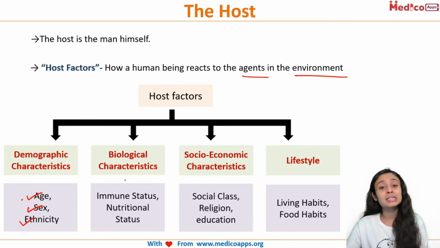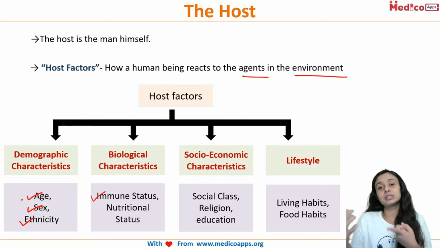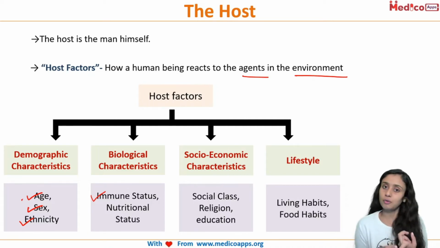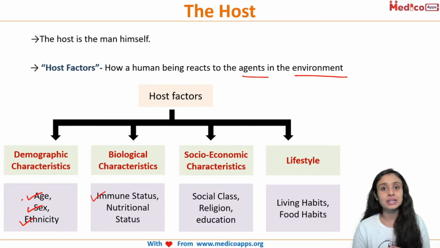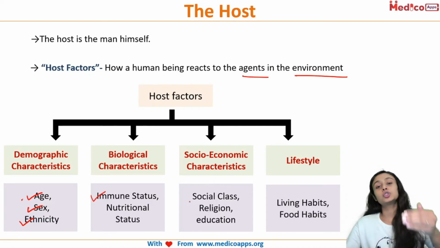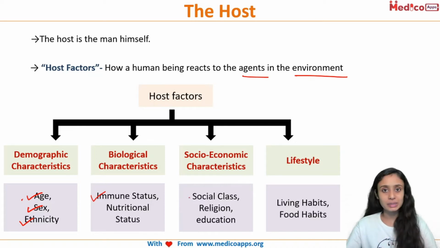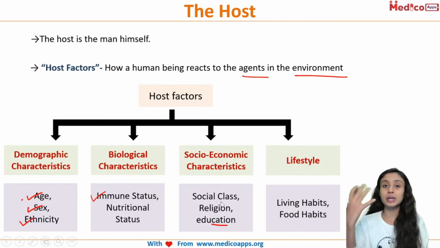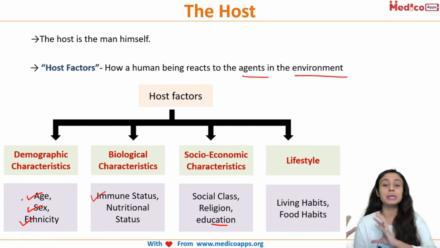The next is biological characteristics of a human being. If you consider immune status, if the immunity is low, obviously people are more exposed to the disease. Nutritional status, all this together helps to make a stronger person. So if there's any deficiency in all this, it tends to lead to disease. Socio-economic characteristics: if you are in a high economic status, then obviously you tend to have a good immune status and good nutritional status, so the chances of getting disease are much less. Again, education, because once you get education, you learn about basic hygiene protocols, so your immunity would tend to be better.